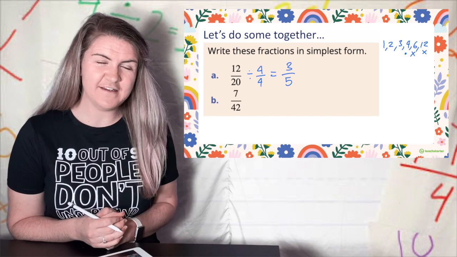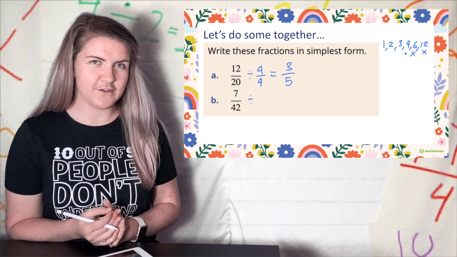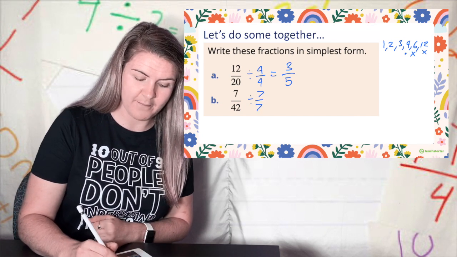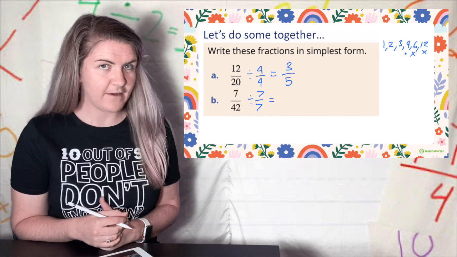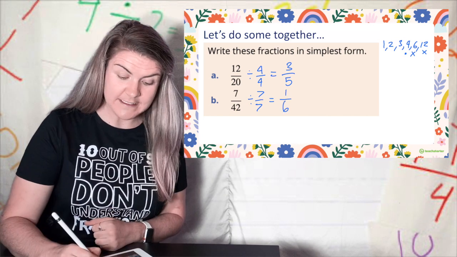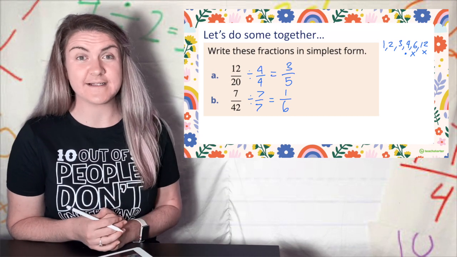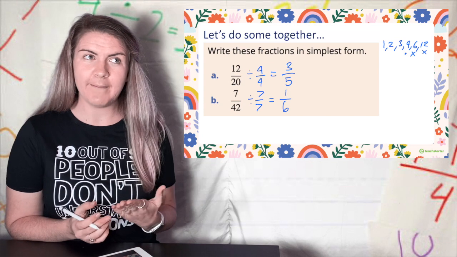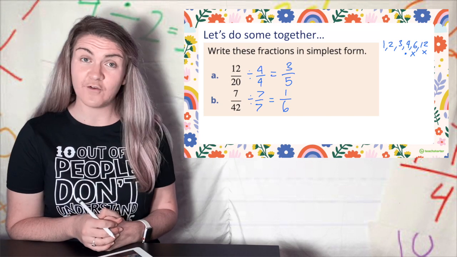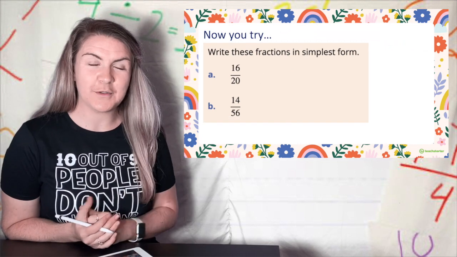Now we've got 7 and 42. Now I know that 7 goes into 42, which means I can divide them both by 7. 7 divided by 7 is 1. And 42 divided by 7 is 6. So I've converted it down there to 1/6 into its simplest form. Now remember, we always have to do the simplest form, so this is something we should know very well. You have a go.